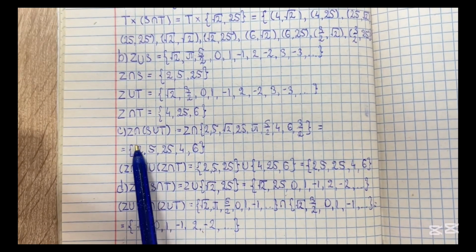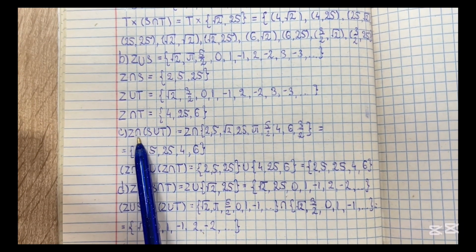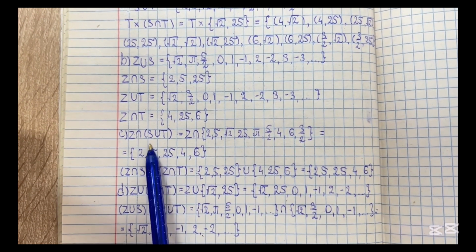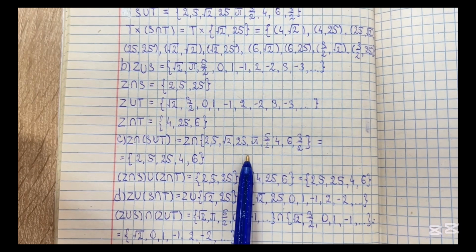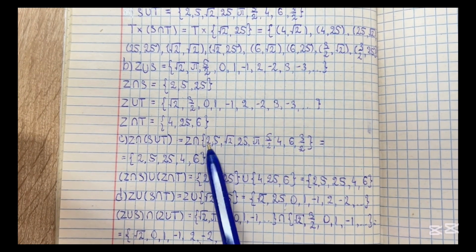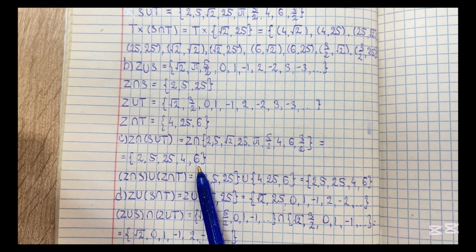In the C task, we should find the intersection of the set of all integers with the union of sets S and T. This part I just rewrite from the A task. And now we can easily find all integers from this set. It's 2, 5, 25, 4, and 6.